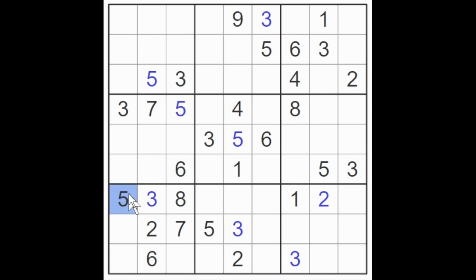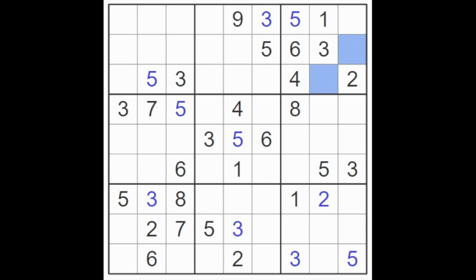Let's see. The 5 here and here puts a 5 in one of these 2 cells, and it cannot go here, of course. So this is a 5. And this cell up here must be a 5 now, because we have these 2 5s blocking these 2 cells. And now we've got all the 3s and we got all the 5s. Let's see if we can continue in this style.